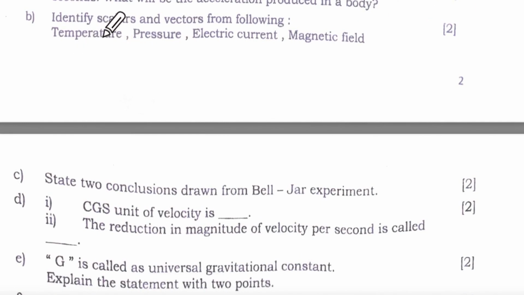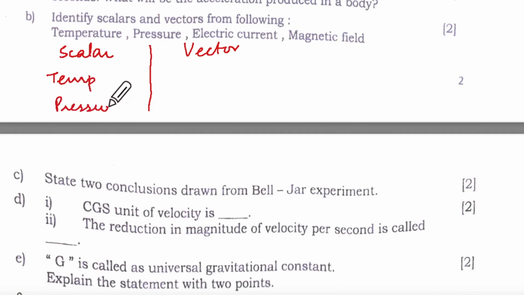In the margin put identify scalars and vectors. Now when they have scalars and vectors, write over there scalar and vector. Temperature does not have direction, so you will have temperature here. Pressure is also scalar, so pressure. Electric current also is scalar, so electric current. And vector, magnetic field is a vector quantity.